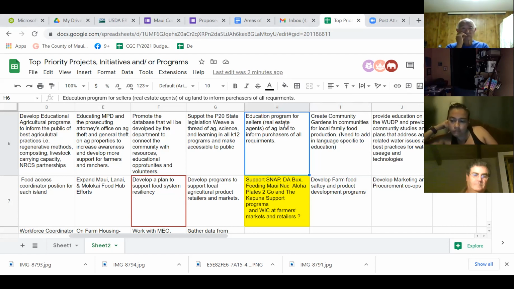How about a mandate? Mandating them to inform purchasers? So that would be legislation. That is something that we would have to talk to the council members about. The department wouldn't be able to mandate them. A softer word, require. Right, require instead of inform, or require education program.